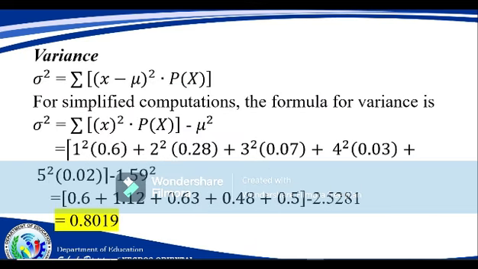Then for letter C, we are asked to solve for the variance. The formula of the variance is this. Then for simplified computations, the formula for variance is this one. So you will have 1 squared times 0.6 plus 2 squared times 0.28 plus 3 squared times 0.07 plus 4 squared times 0.03 plus 5 squared times 0.02 minus 1.59 squared. Okay, so we have 0.6 plus 1.12 plus 0.63 plus 0.48 plus 0.5 minus 2.5281. Then the answer is 0.8019.